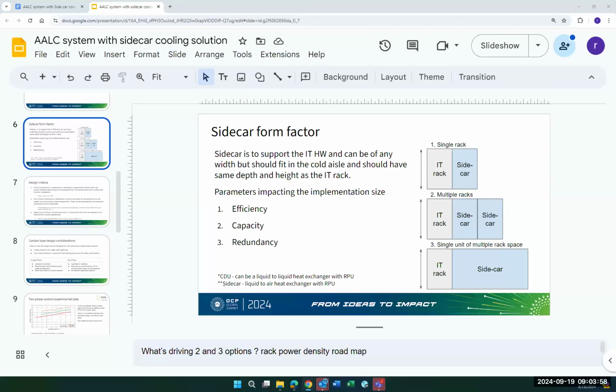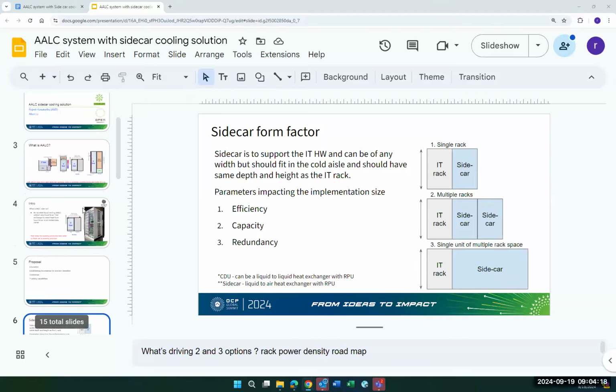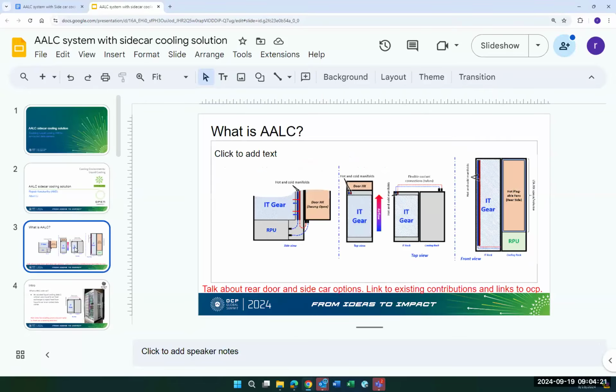I think we can get started on this. Can everyone see my screen? Awesome. Okay.